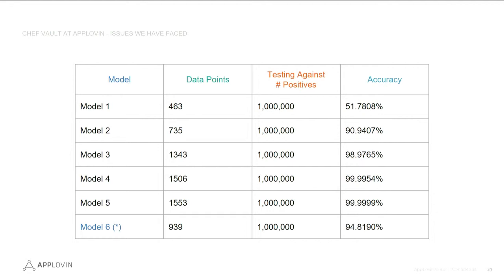Some data points: we went through multiple iterations, this time testing against 1 million positives. As we trained the model, it became more and more accurate. As you can see from model 1 to model 5, there's a huge difference in accuracy. But in model 6, we've seen a decline in accuracy, mainly because of overfitting in our model. These data results could be different for everyone, so make sure to always check the numbers.